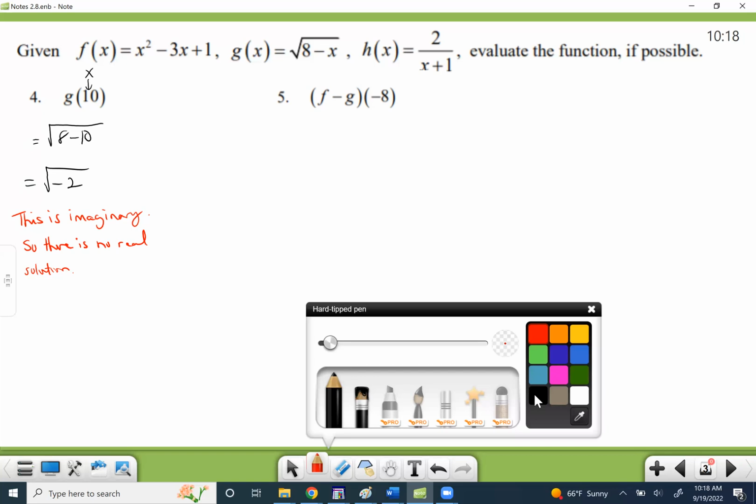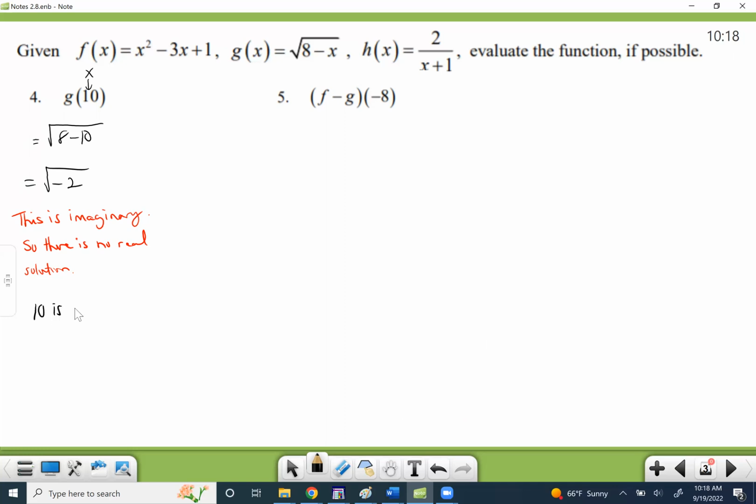Okay, and so probably the best answer would be to say that 10 is not in the domain. 10 is not in the domain. We'll talk more about this, or what that means, but let me just give you a little preview of how to think about this.